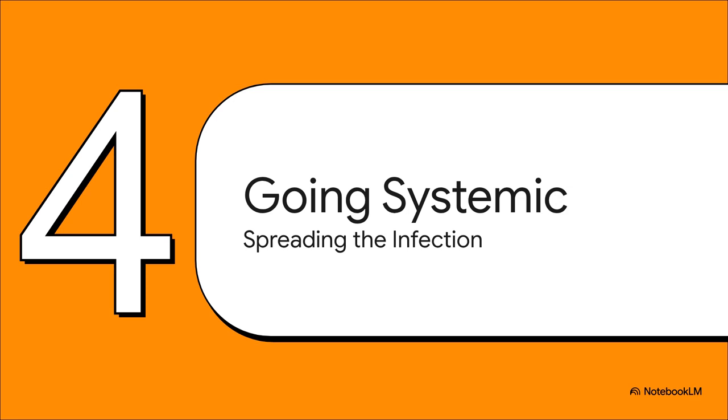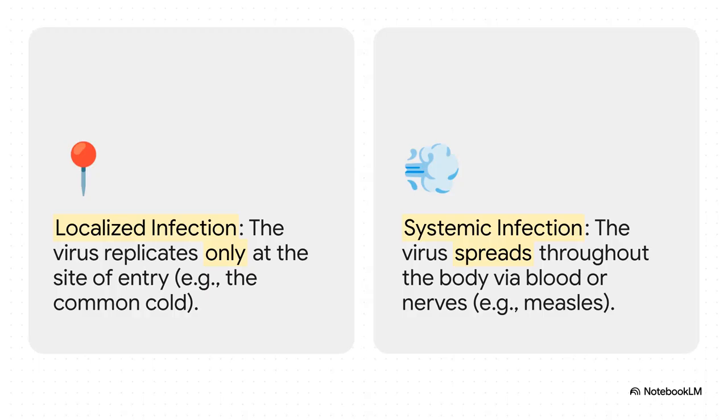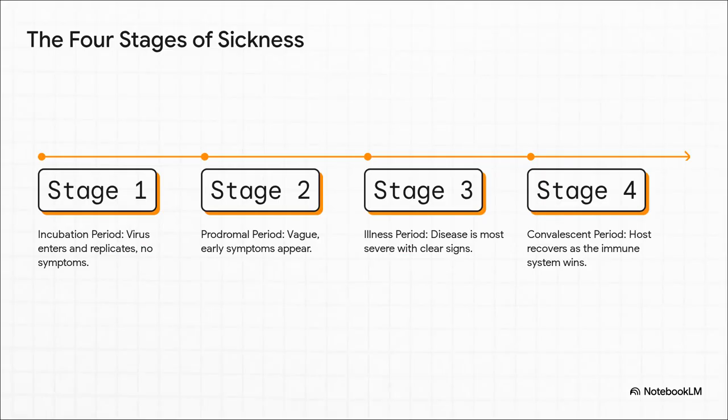So the infection is started in one place, but a virus's ambition is much bigger than that. This brings us to step 4 of the invasion plan, spreading to other areas of the body. This is a huge difference in how we actually experience being sick. A localized infection, like the common cold, pretty much stays put in your upper respiratory tract. But a systemic infection, something like measles, gets into the bloodstream or the nervous system and uses them like a highway system to travel and set up new infection sites all over your body.